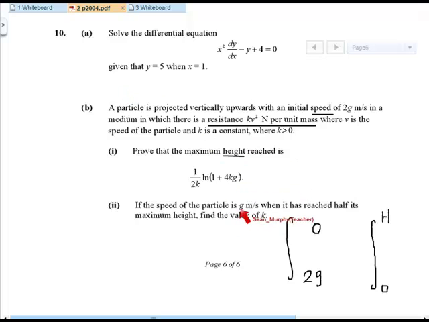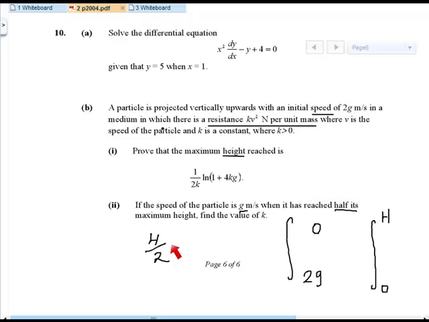We're told if the speed of the particle is g when it has reached half its max height, find the value of k. So the speed is g when it's reached half the max height. In other words, h over 2, because we called it the max height h. So not forgetting that the initial speed of this object was 2g. We now have a new set of limits. So we start at 2g and we're now ending at a speed of g. Also we're starting at a height 0 and ending at a height h over 2.